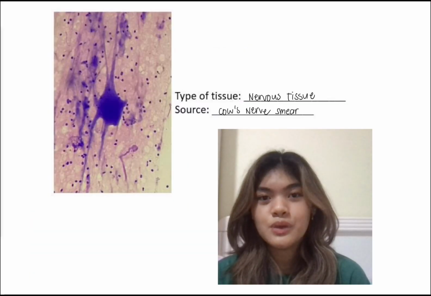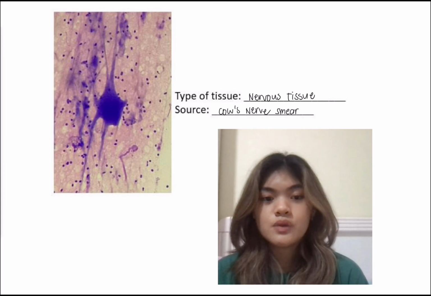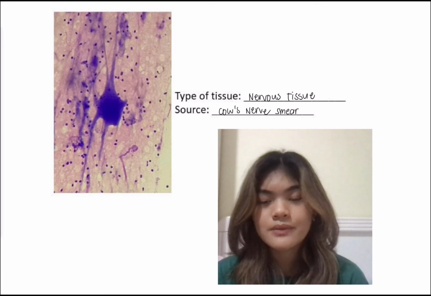The last tissue image is the nervous tissue found in a Gauss nerve smear. These nervous tissues are for transmitting and receiving information. The axons are the longer strands, while the dendrites are the shorter ones.